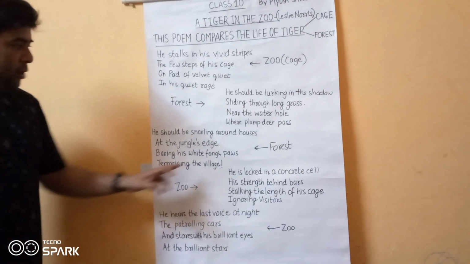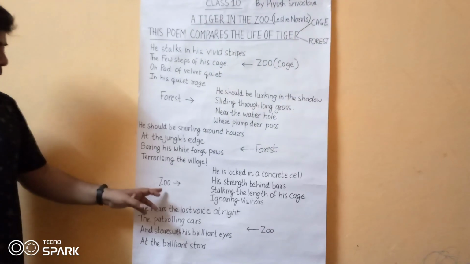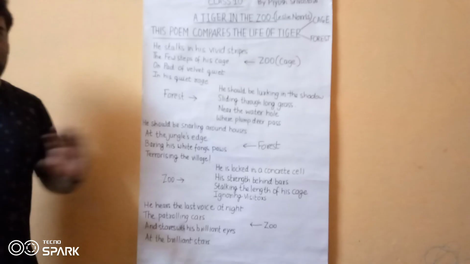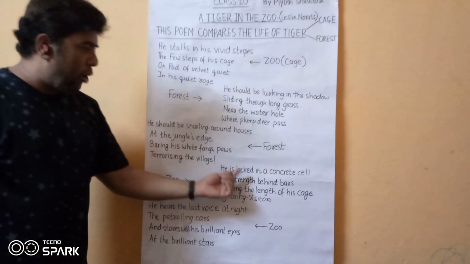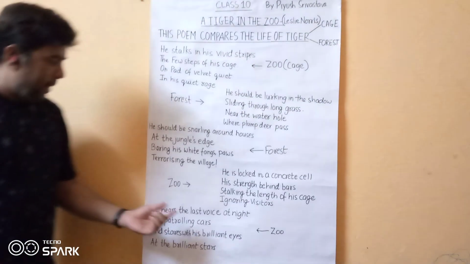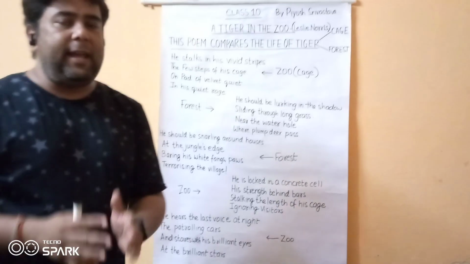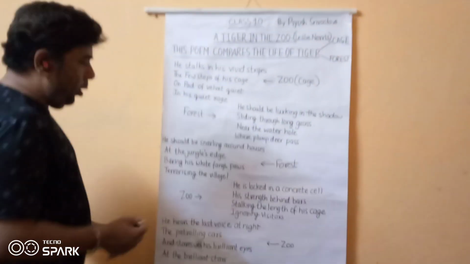Again, this stanza talks about the forest. Now, after this, another stanza. This could be the first, second, third, fourth stanza. He is locked in a concrete cell. Now, again, this stanza talks about the zoo.